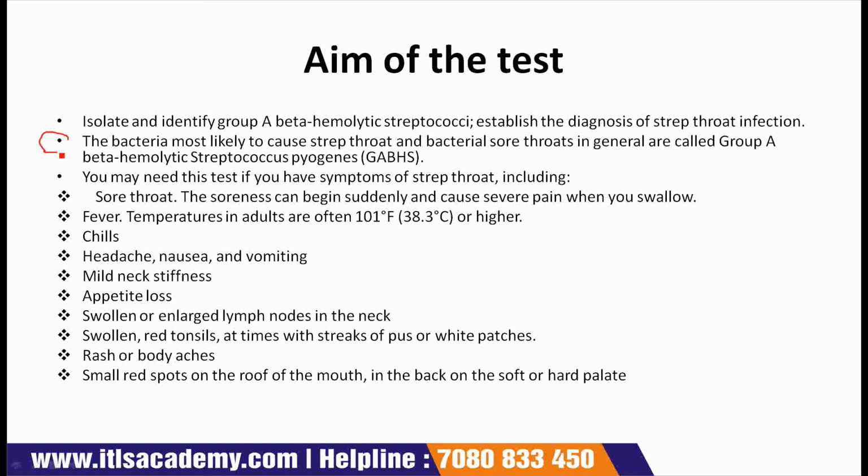Next point is the bacteria most likely to cause strep throat and bacterial sore throats in general are called group A beta-hemolytic Streptococcus pyogenes, or in short GABHS, that is group A beta-hemolytic Streptococcus pyogenes.